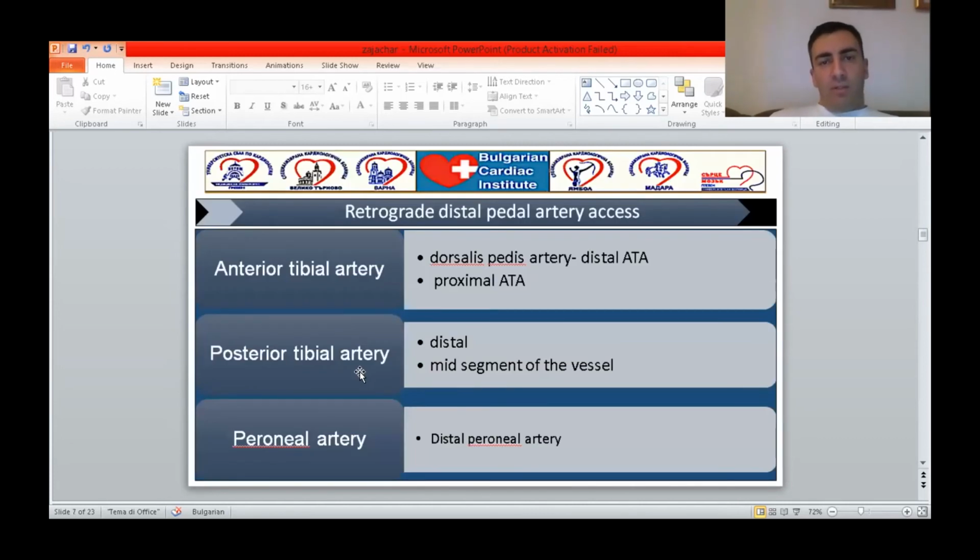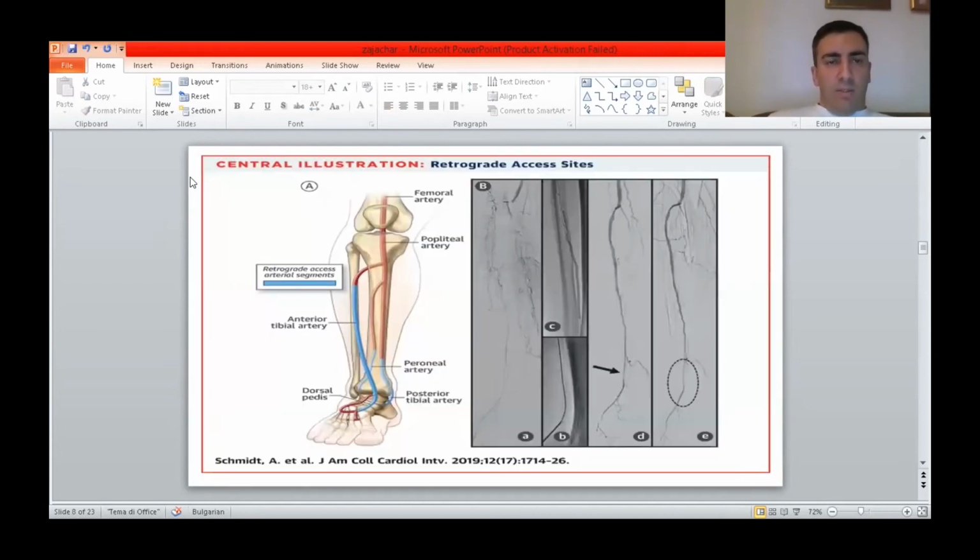About retrograde distal pedal artery access, we can puncture retrograde the anterior tibial, dorsalis pedis, in the distal part of the anterior tibial or proximal anterior tibial, the posterior tibial artery in the distal part or mid segment, and the peroneal artery. I don't have experience with the peroneal artery, but there is also a way to go retrograde from peroneal. This is an illustration of where we can puncture the anterior tibial artery, the posterior, and also the peroneal.